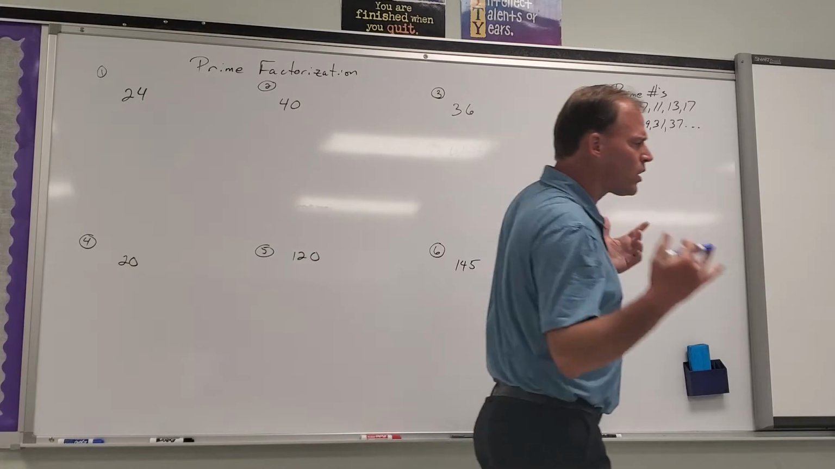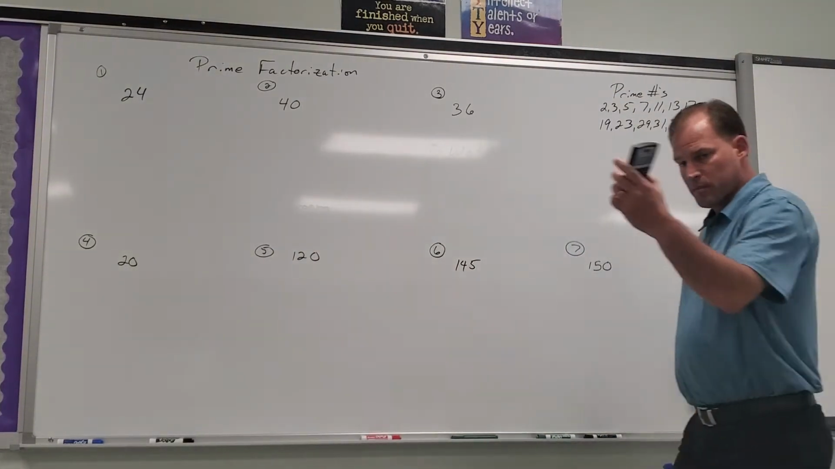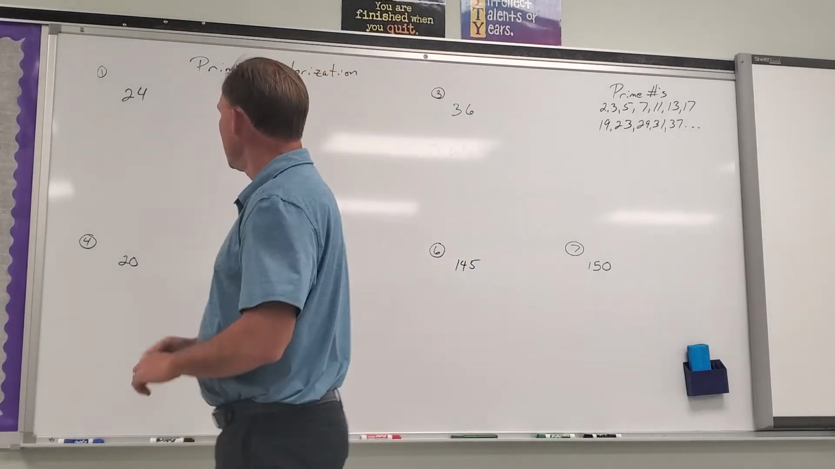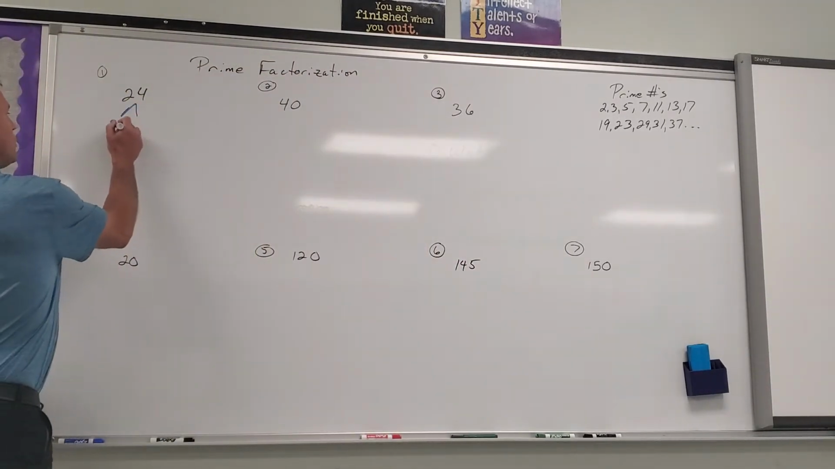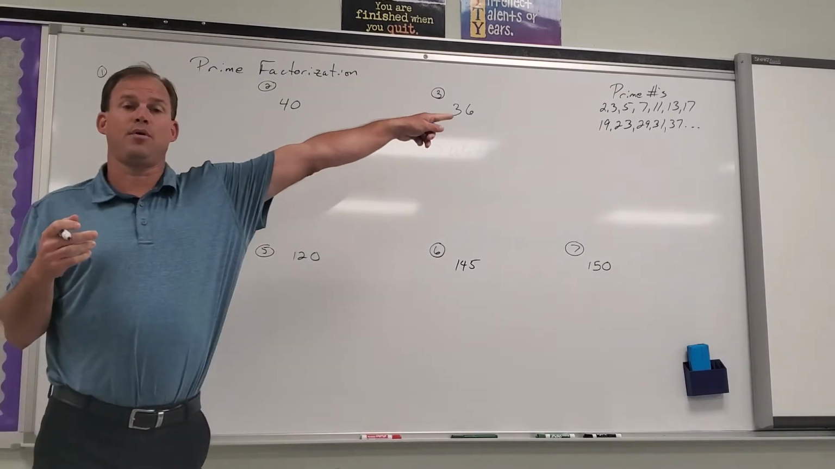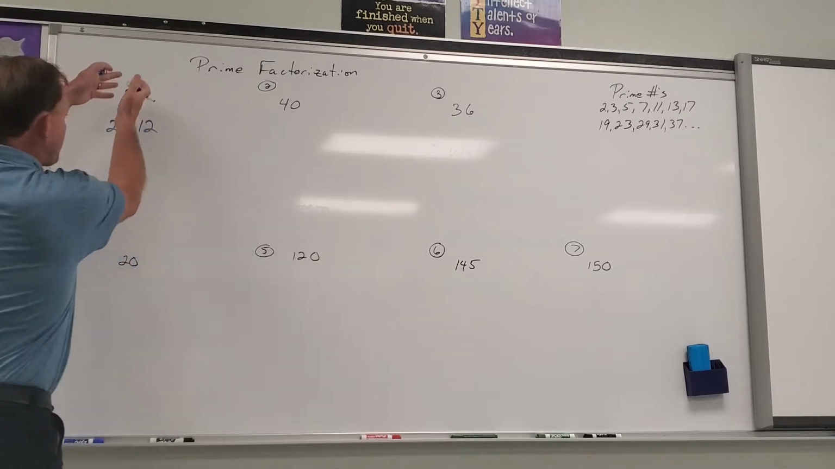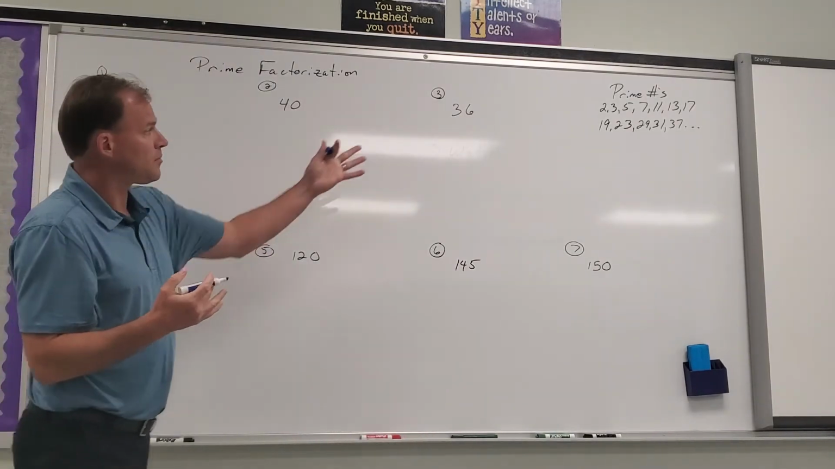I need to think what goes into 24. A lot of places you can start here. I'm grabbing my calculator in case I get stuck, but I know it's an even number, so I can start with 2. 2 times 12. 2 is a prime number. This branch is finished. Is 12 a prime number?